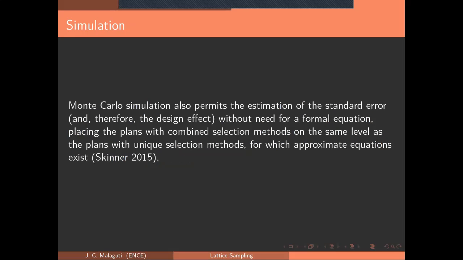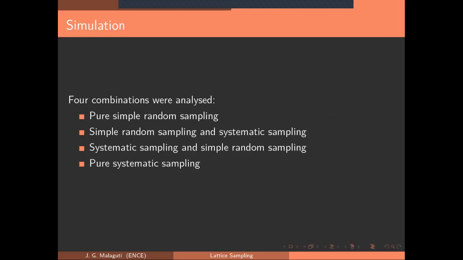There are also issues when estimating the standard error for the mean from these samples, because approximate equations exist for only the plans with unique selection methods. However, one could use Monte Carlo simulation to estimate these, and therefore the design effect, without need for a formal equation, placing the plans with combined selection methods, such as plans 2 and 3, which will be used in this study, on the same level as the ones with unique or pure selection methods.